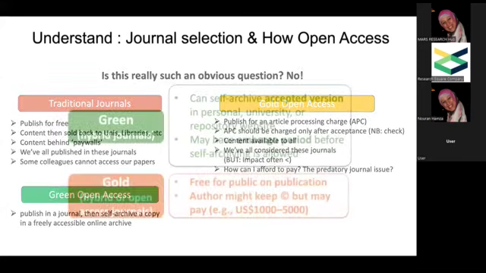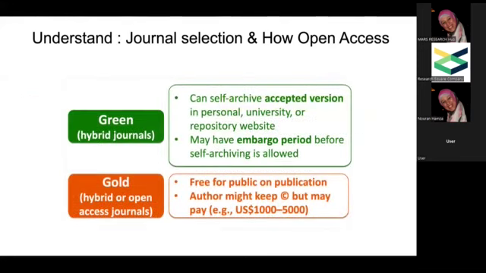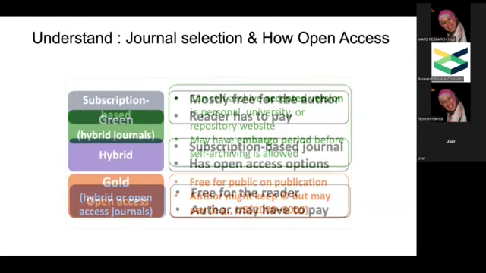That's also very important. So you might be able to self-archive an accepted version on a personal site, on a university site, or in a repository, and there may be an embargo period before self-archiving is allowed, or your journal may be fully gold, free for the public on publication. The author retains the copyright, but there may be a publication fee. And this also summarizes what I've been talking about this afternoon, this evening.